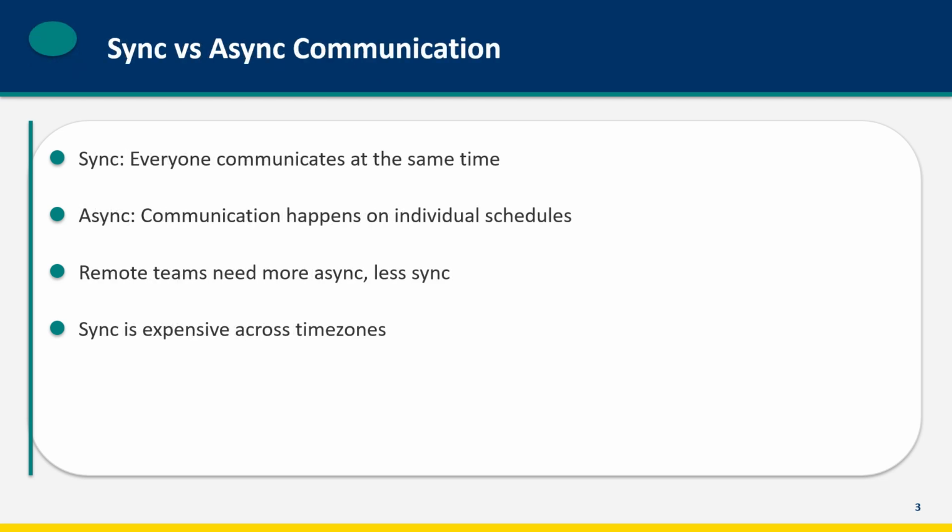Synchronous communication means everyone communicates at the same time. Meetings, phone calls, real-time chat. Asynchronous communication means people communicate on their own schedules. Email, recorded videos, documents. Remote teams need more async and less sync than co-located teams. Sync is expensive when time zones don't overlap. Someone always has to work at inconvenient hours. Build your communication patterns around async with sync for what truly requires it.